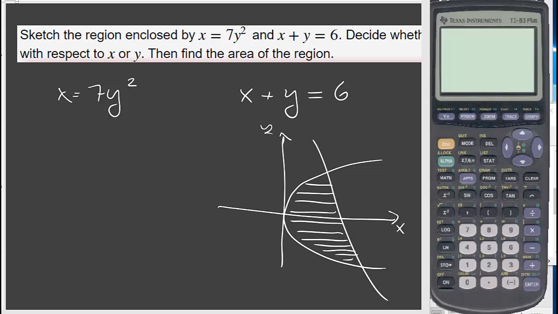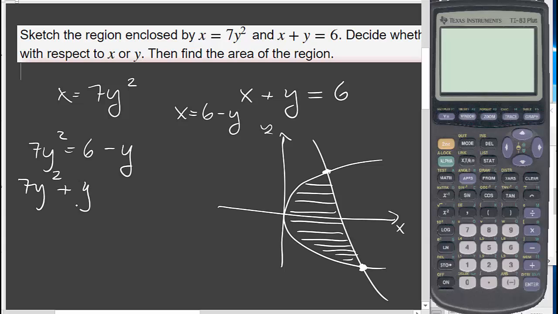So now that we've decided to do this in terms of y, we're going to need to find the y coordinates for the edges of the region. So in this case, what we will need to do is to set x equals 6 minus y equal to 7y squared and solve. So we have 7y squared equals 6 minus y. Putting all of this on one side, we have 7y squared plus y minus 6 equals 0.